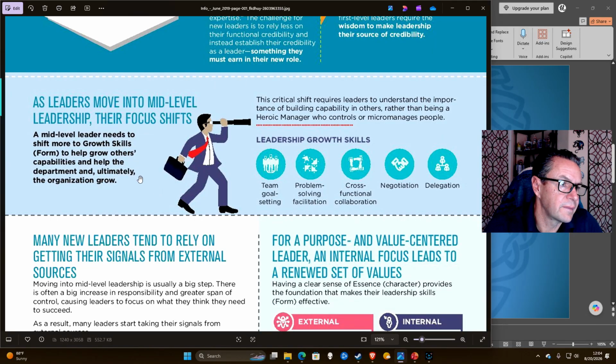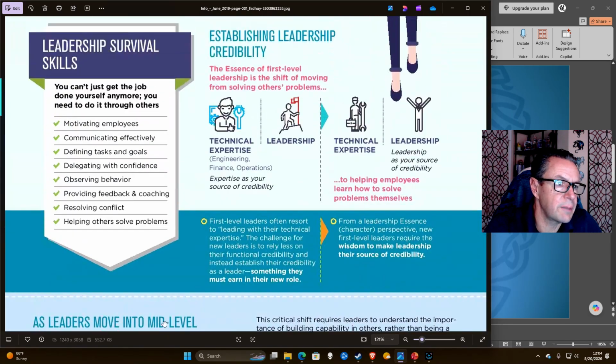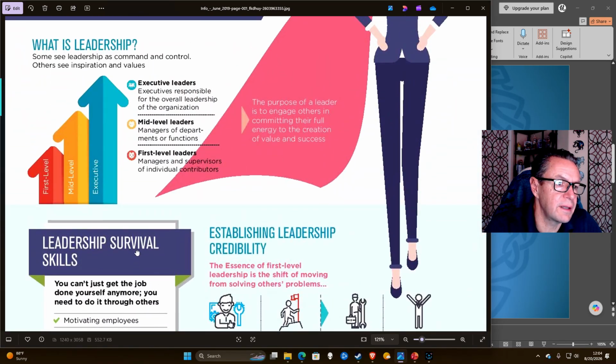Okay. As leaders move into mid-level leadership, their focus shifts to growing skills to help grow other capabilities and help the department and ultimately the organization grow. Well, just up here, you said that the mid-level leaders was supposed to manage a department or a function.